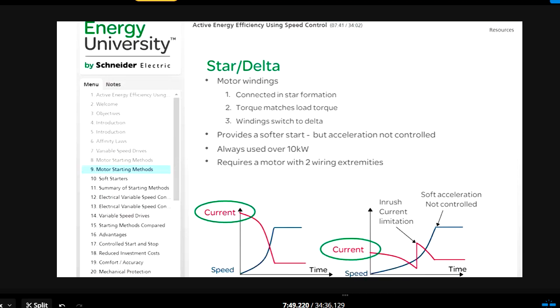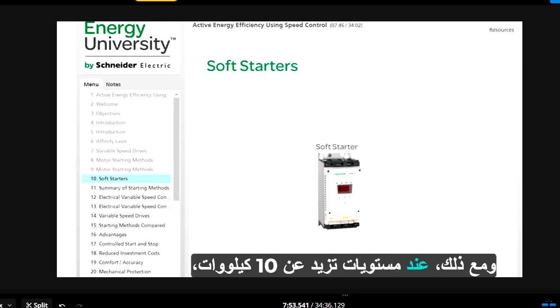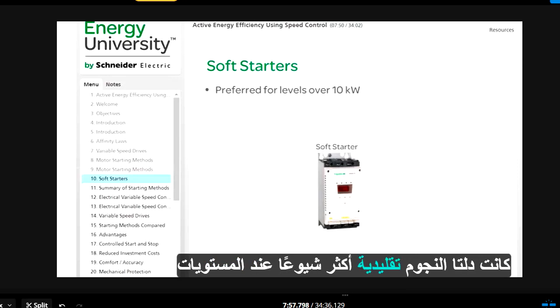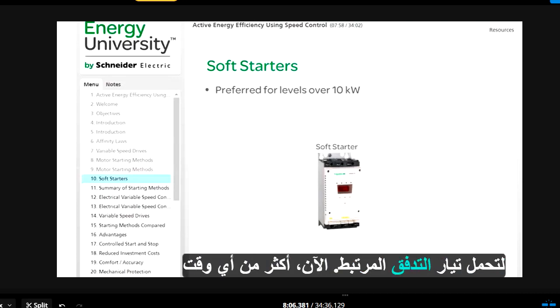When starting in star, the motor nominal voltage, the peak of current, and the starting torque are divided by 3. Direct online and star-delta motors are standard. However, at levels of over 10 kilowatts, star-delta has traditionally been more common. At levels over 10 kilowatts, installations and mechanical parts are rarely strong enough to withstand the associated inrush current.